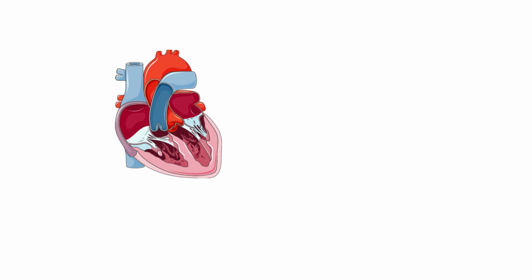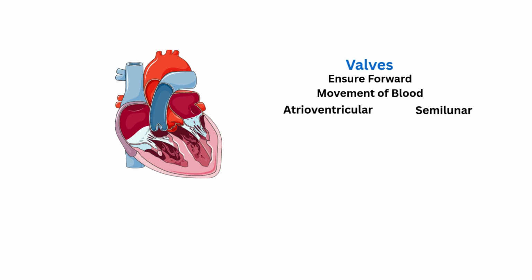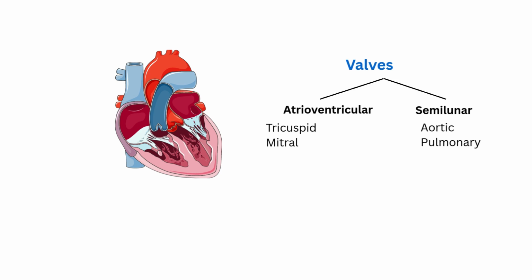Now, some very important structures, the valves. So, these ensure that blood moves in only one direction. I like to group the valves as the atrioventricular valves and the semilunar valves. Beginning with the atrioventricular valves, these generally are situated between the atria and the ventricles. They are the tricuspid valve between the right atrium and the right ventricle, and the mitral valve, which is situated between the left atrium and the left ventricle.